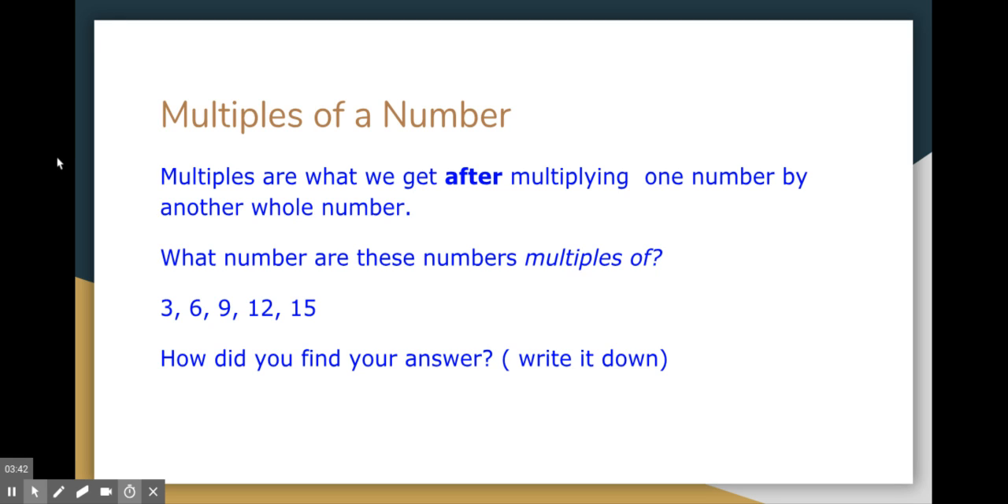Multiples are what we get after multiplying one number by another whole number. So I have written down the numbers 3, 6, 9, 12, and 15. Take a moment and write down what number these numbers are multiples of, and write down how you came up with your answer.